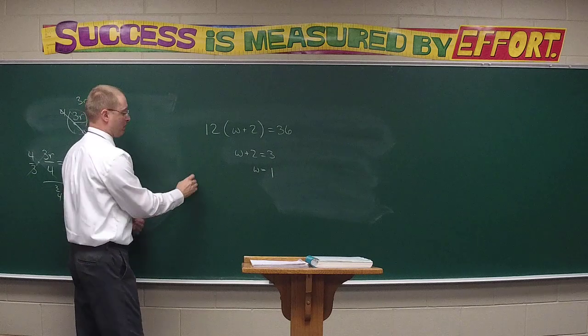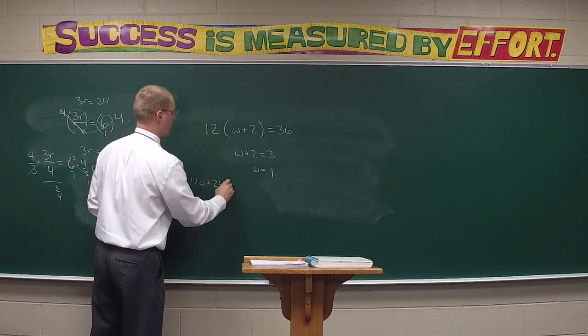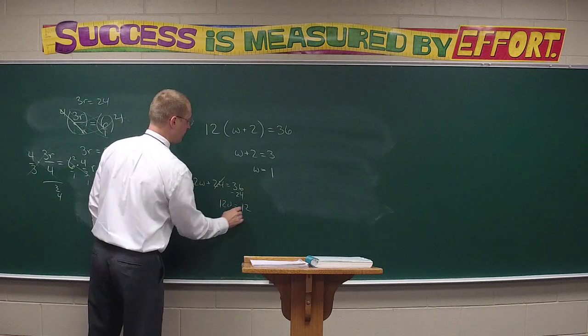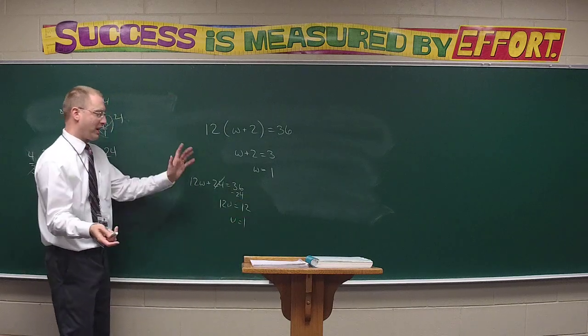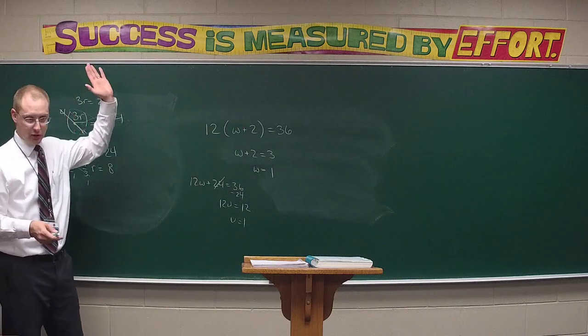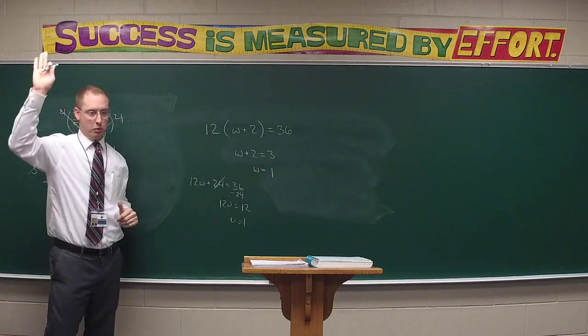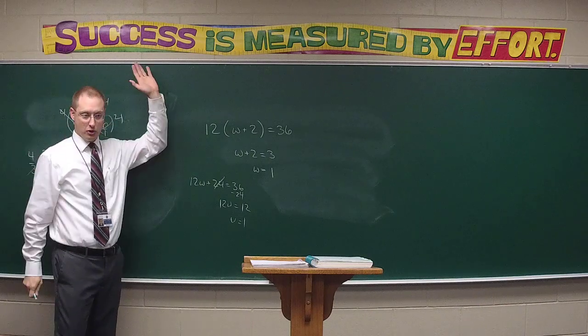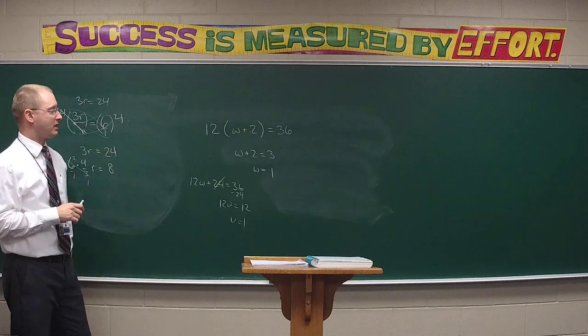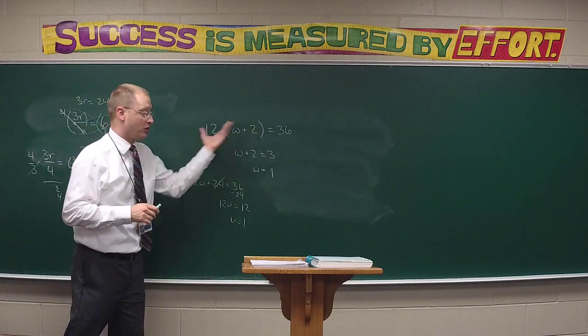Or if you distributed the 12, 12w plus 24 equals 36, subtract away the 24 to get 12w equals 12, you still get w equals 1. So either way, same answer. It's just smaller numbers if you divide the 12 out at the outset. How many regardless got the 1? How many like Kendall divided the 12 away at the beginning? How many distributed the 12? Again, nothing wrong with that. That actually follows the steps a little more accurately. This just gives us an option since there's nothing else here but the distribution.